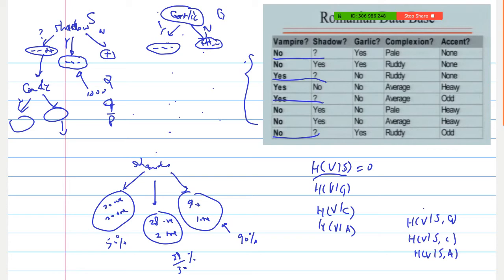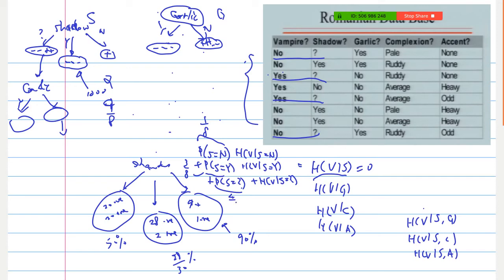For example, if you think about H(V|S) in this case, it will be P(S=N) times H(V|S=N) plus P(S=Y) times H(V|S=Y) plus P(S=?) times H(V|S=?), right? If you approximate, let's say P(S=N) will be approximately 1/8, this will be 3/8, and this is 4/8.